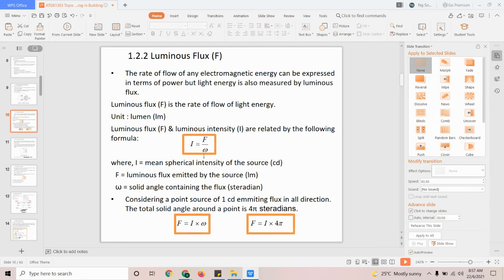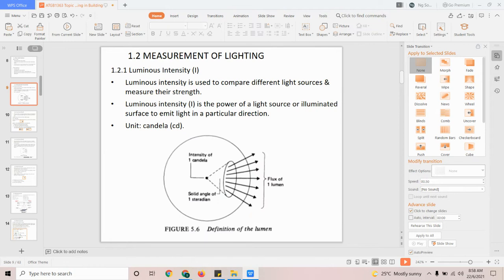There is a formula here. You have I, which is how intense a light source is, equals flux divided by omega. This is W in Latin, and we pronounce it as omega. This omega is a solid angle containing the flux. We call this a steradian. Bear with me for a while. We know that I is the luminous intensity.